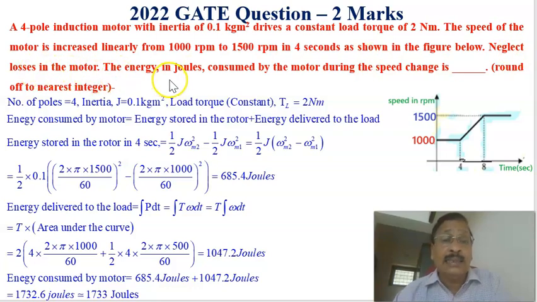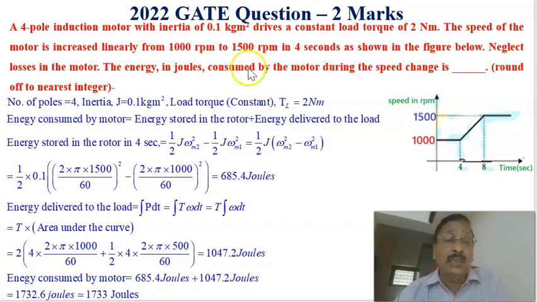The energy in joules consumed by the motor during the speed change. During the speed change, how much energy is being consumed by the motor? That is the question, and that is to be rounded off to the nearest integer. As a solution, coming here, the number of poles is given as 4.